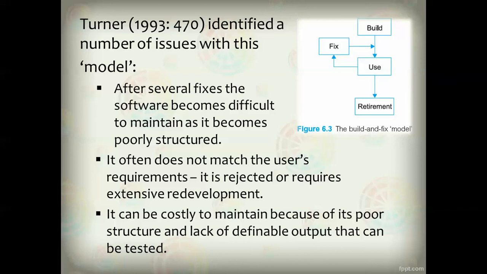Turner identified a number of issues with this model. After several fixes, the software becomes difficult to maintain as it becomes poorly structured. It often does not match the user's requirements, it is rejected or requires extensive redevelopment. It can be costly to maintain because of its poor structure and lack of definable output that can be tested.